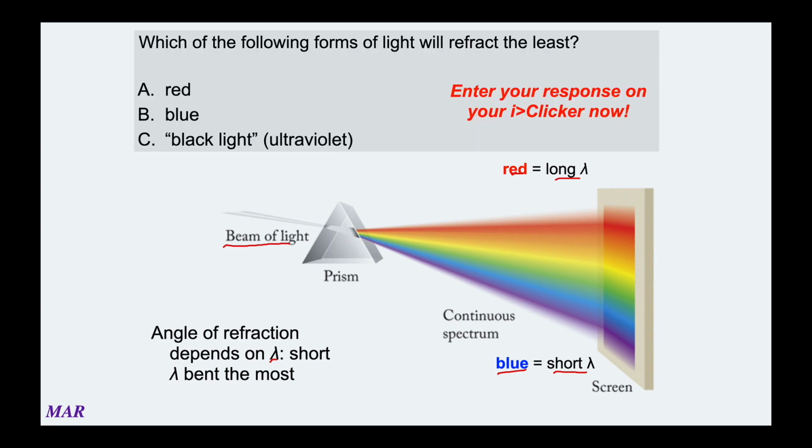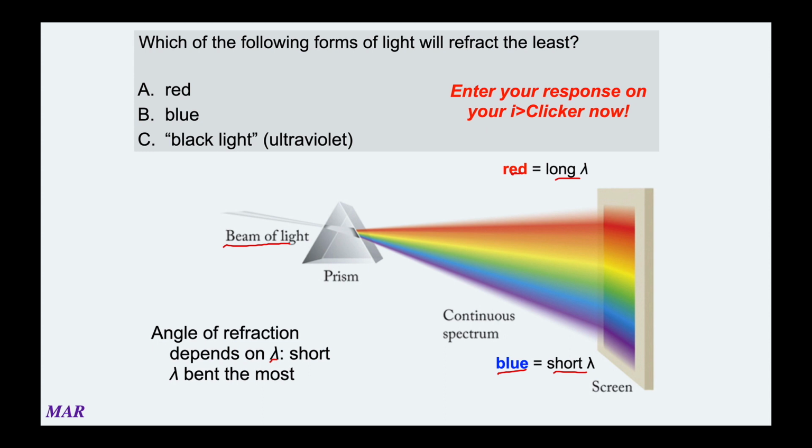Let's try to figure out which of the following forms of light will refract the least. We've got red light, blue light, and black light. Black light is not really appropriate here. Black light is a type of ultraviolet light that used to be really famous in the 70s. If you're in a dark room with a black light, it makes your white things glow. It's a cool kind of psychedelic effect, but it's not really appropriate here.